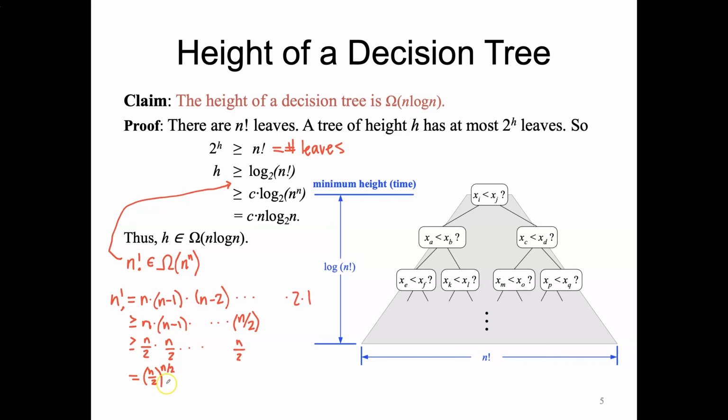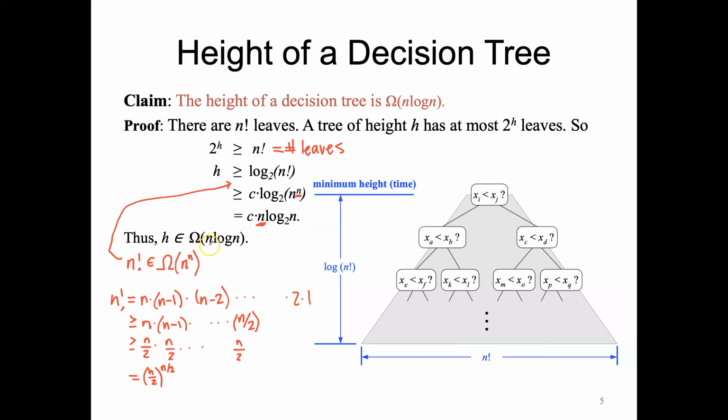Now we get rid of these constant coefficients when we put this in big O or big omega notation. So we just showed that n factorial is greater than or equal to, up to some constant, n to the nth power. And we know from rules of logarithms that any exponent inside here we can move and make a coefficient of our logarithm. So this n we can move to be a coefficient right before log base 2 of n. This means that the height of our tree, h, is greater than or equal to some constant times n log base 2 of n.